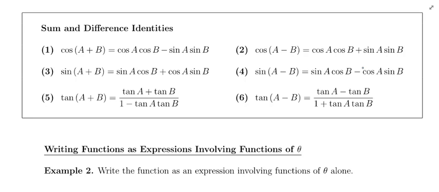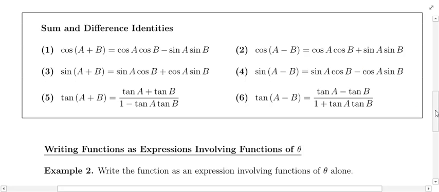And then in equations 5 and 6, we will look at the tangent identities. In equation 5, the tangent of A plus B is equal to the tangent of A plus the tangent of B, all divided by 1 minus the tangent of A times the tangent of B. And then lastly, equation 6, the tangent of A minus B is equal to the tangent of A minus the tangent of B, all divided by 1 plus the tangent of A times the tangent of B. These identities will be super helpful, so keep them in the back of your mind.